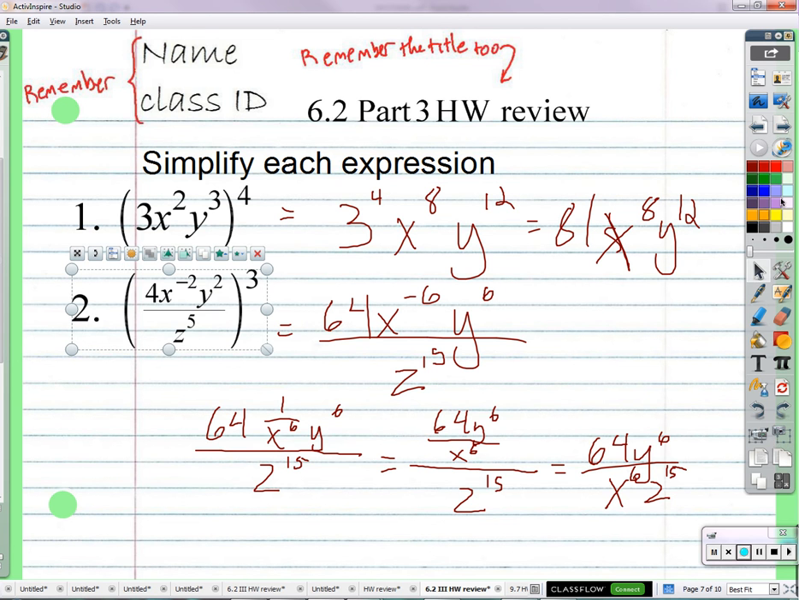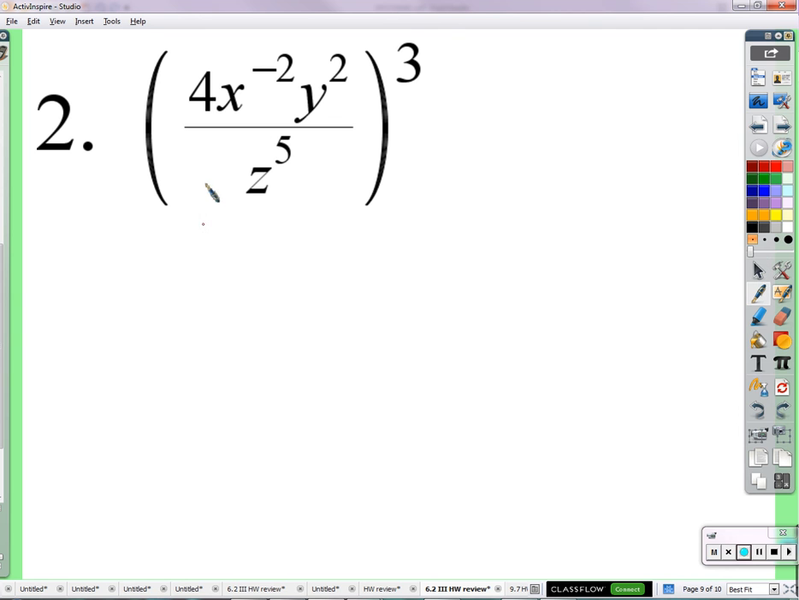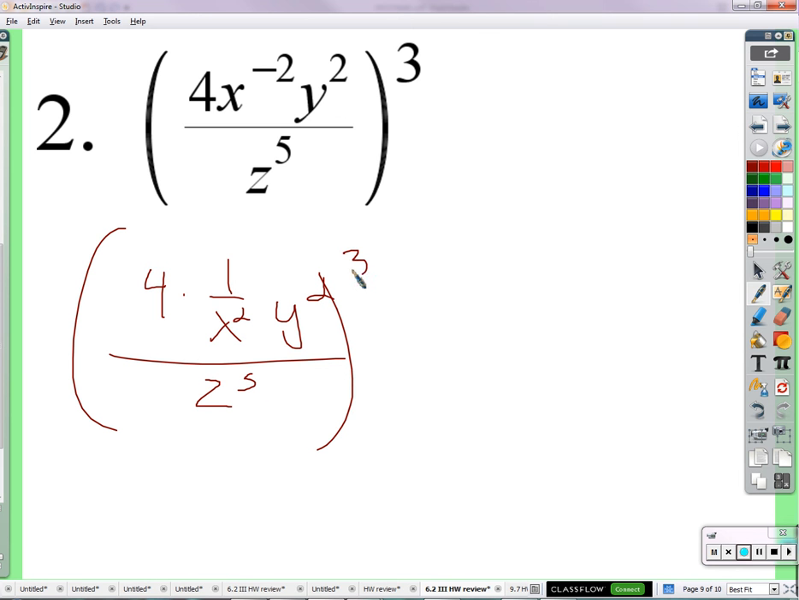And actually, I think I already have this. So you did it this way. Maybe, is this what you're saying? 4 times 1 over x squared, y squared, over z to the 5th. All of that still inside the parentheses. And so that comes to be 4y squared over x squared over z to the 5th, to the 3rd.